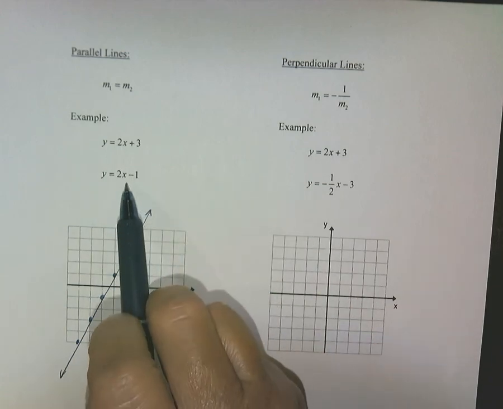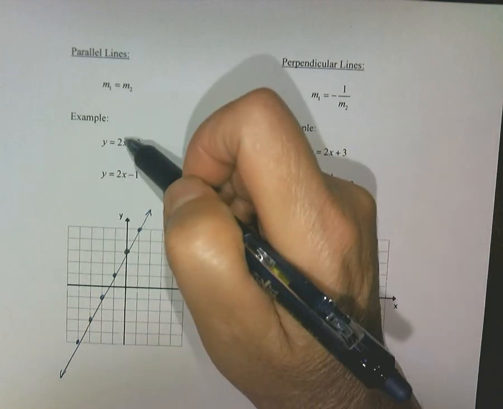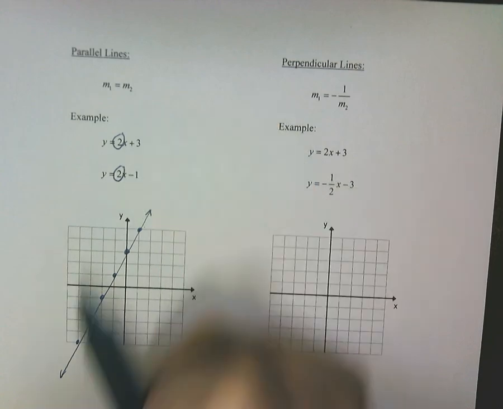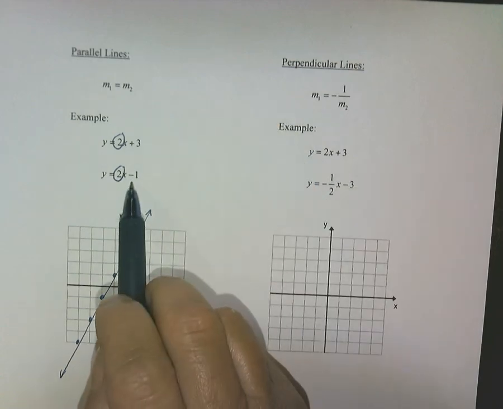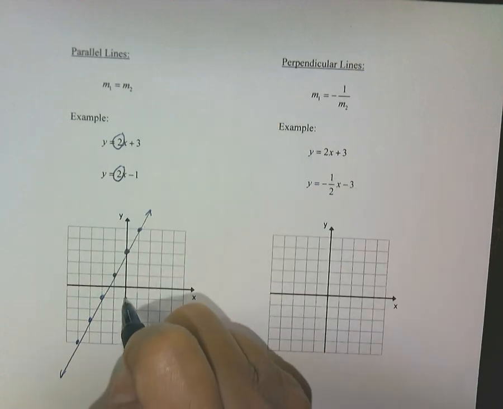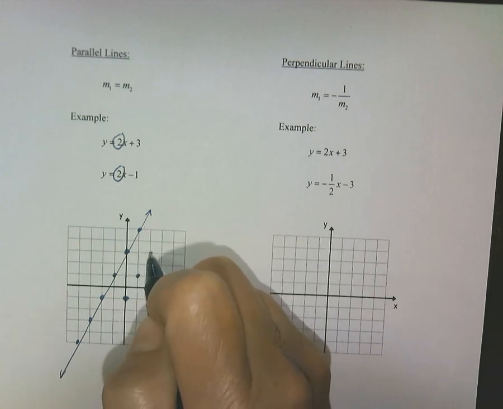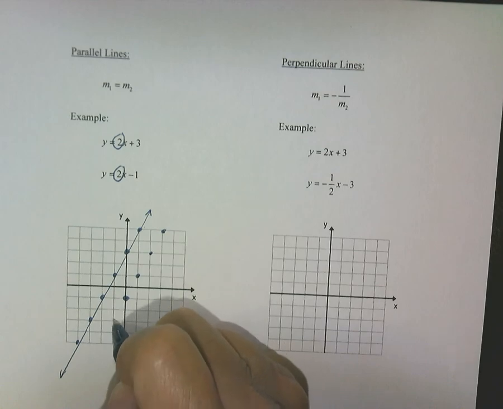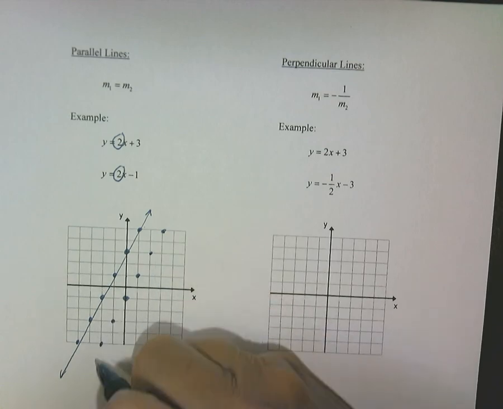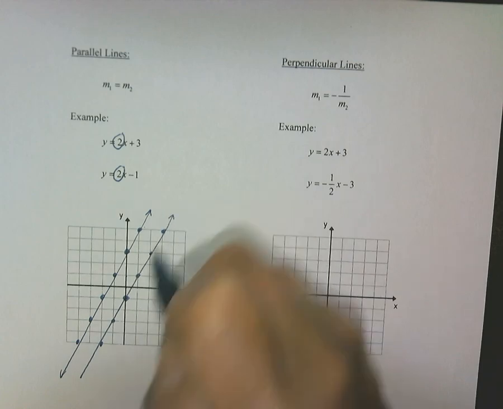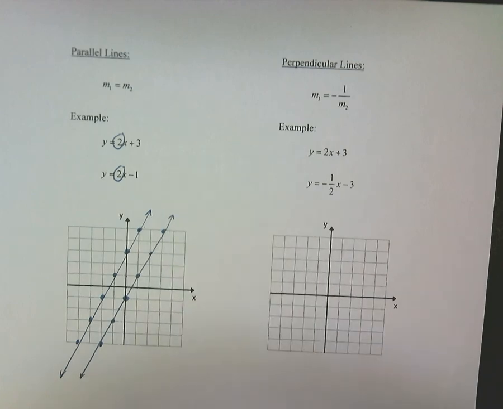My next equation is y equals 2x minus 1. Well, you could see my slope is 2 and my slope is 2. They have the same exact slope. So this one has a y-intercept of -1, so I'm going to start at -1, and I'm going to go up 2 over 1, down 2 over 1. No matter what happens, these lines are not going to intersect. They are parallel.